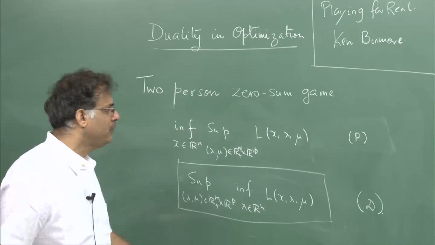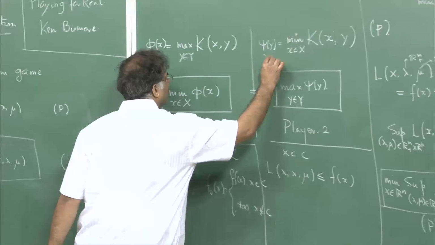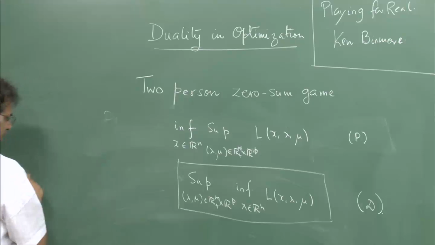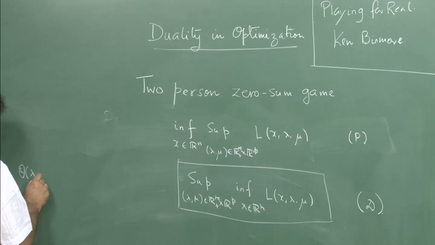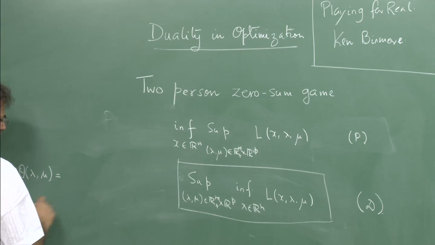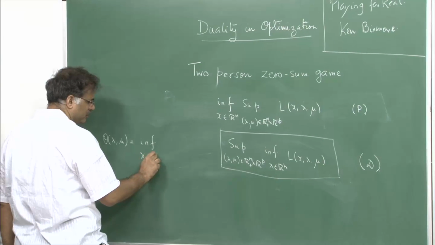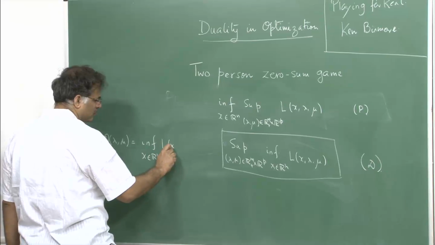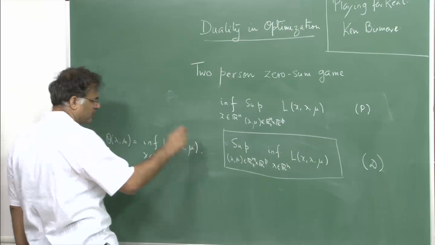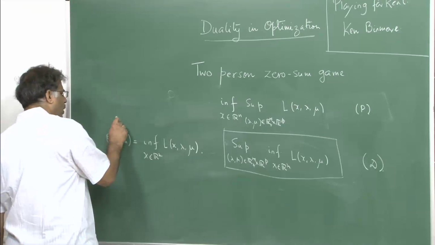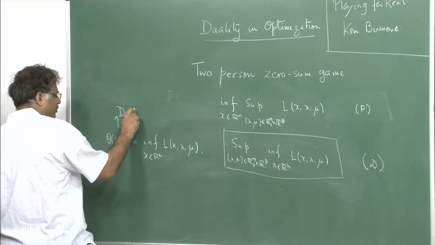So, the dual objective function, which is phi y in the game, can now be written as theta lambda mu, which is the infimum. So, this is called the dual objective function or the dual function.